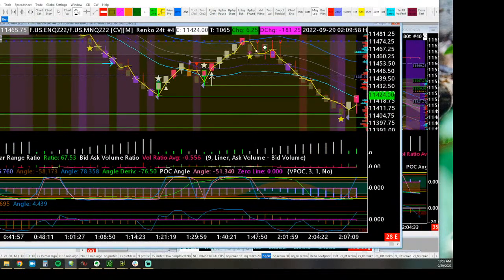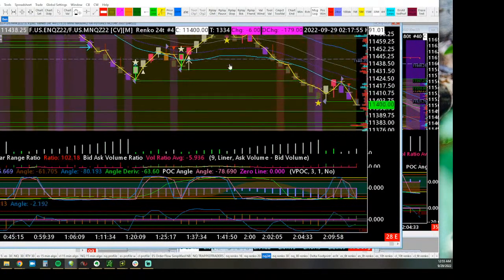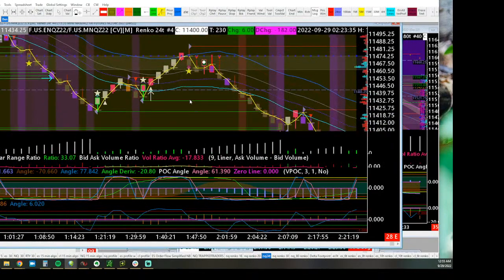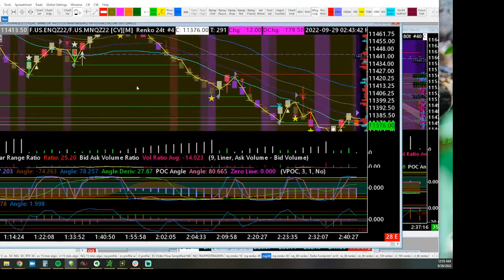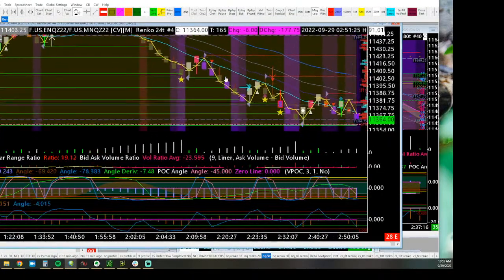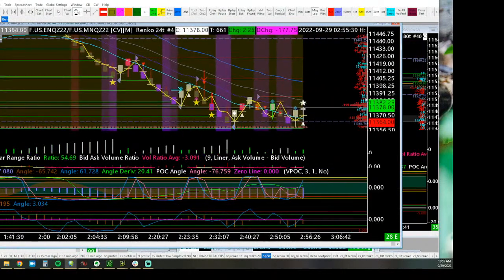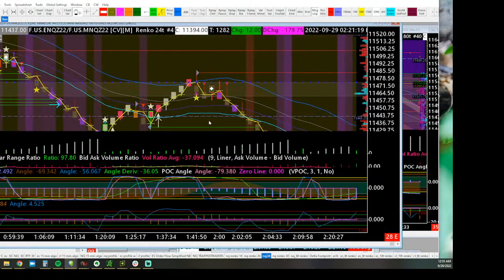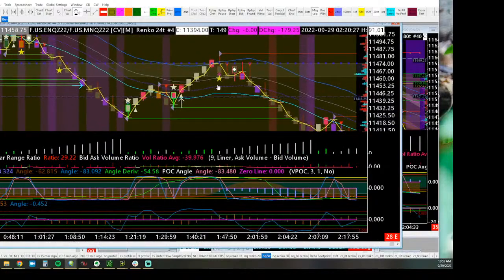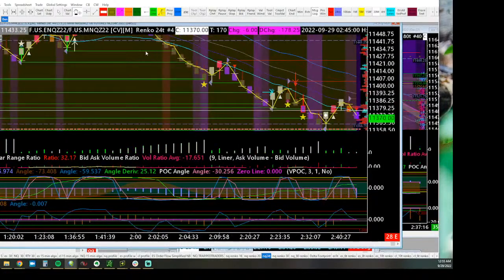Does it do it every time? No, it stops sometimes, like any setup. There is no 100% win rate, it just doesn't exist. But for a 15 to 16 or whatever that was, 17-point stop, that's a pretty wicked trade. And it works on the long side too. It's just got to be bullish.